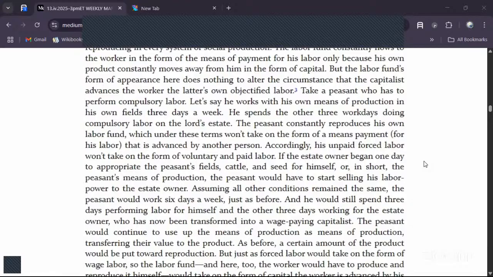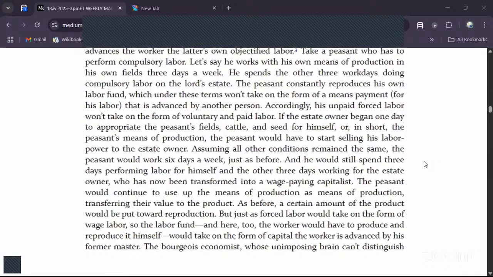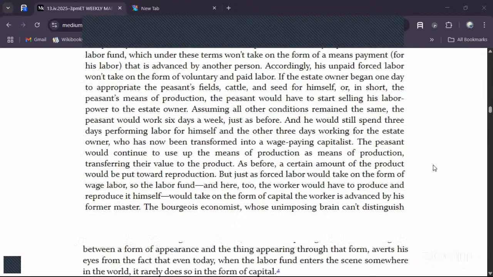If the estate owner began one day to appropriate the peasant's fields, cattle, and seed for himself, or in short, the peasant's means of production, the peasant would have to start selling his labor power to the estate owner. Assuming all other conditions remain the same, the peasant would work 6 days a week just as before, and he would still spend 3 days performing labor for himself and the other 3 days working for the estate owner, who has now been transformed into a wage-paying capitalist.